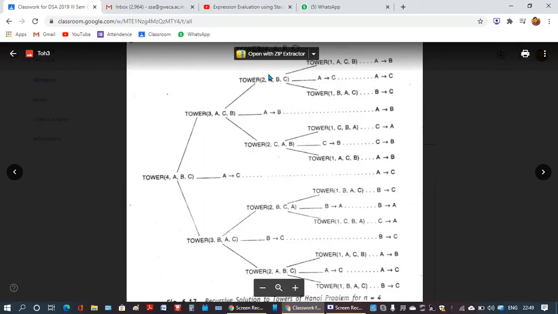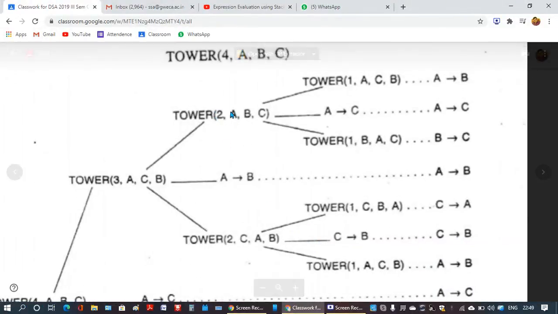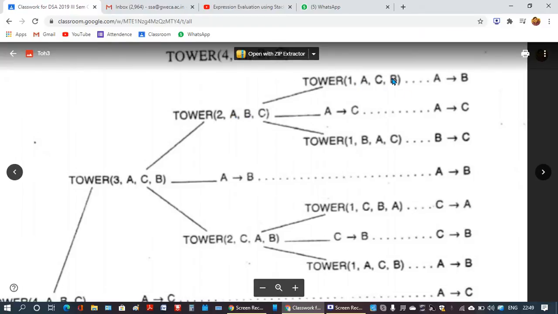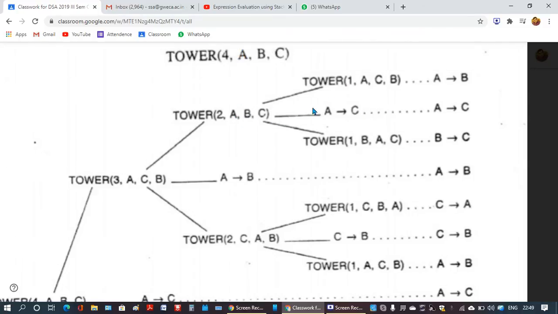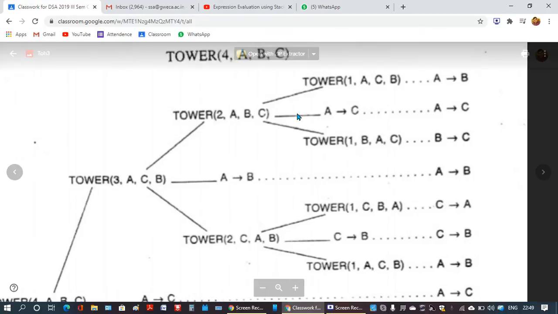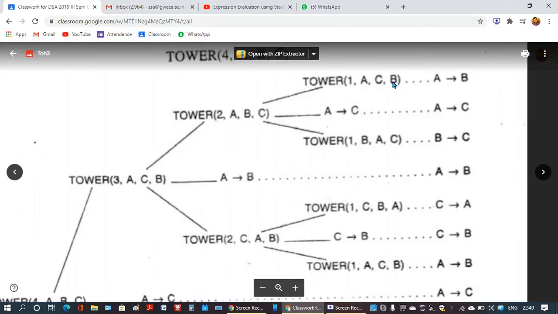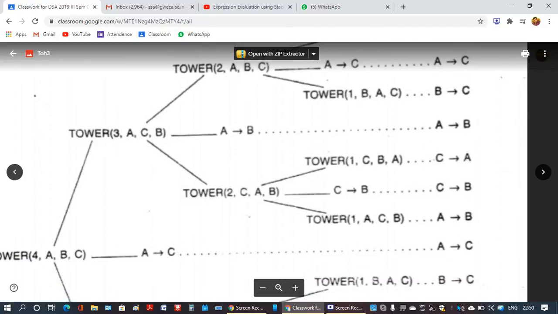Now for this problem where disks are 2, similarly you can generate the solution. Because you want to shift 2 disks from A to C, you will first shift 1 disk from A to B. This is source, this is destination, 1 disk. Then 1 disk will be there, A to C, you will directly shift it. Now you shifted 1 disk from A to B, so you will take it back from B to C. So in this manner, you will obtain the solutions here.